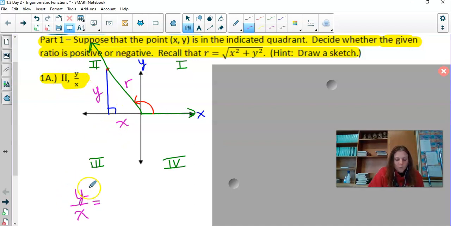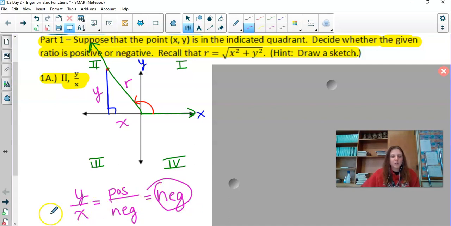So I need to look at each side individually. Let's start with the side y, which is the numerator of this fraction. From this x-axis, side y, I'm moving up. When you move up to go to the point, that's a positive movement. So side y would be positive. Side x, though, to get from the origin over to this spot, going to the left means I'm moving negative. A positive divided by a negative is a negative, so this ratio would be negative in quadrant 2.